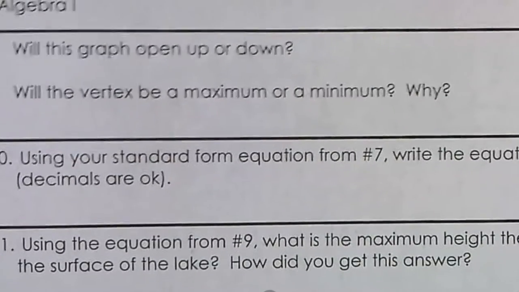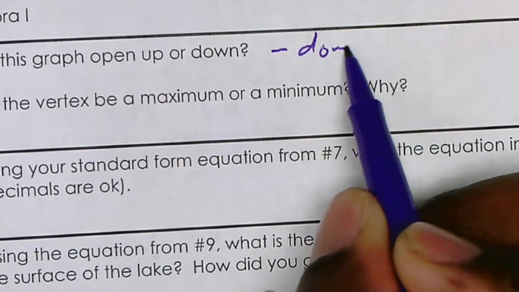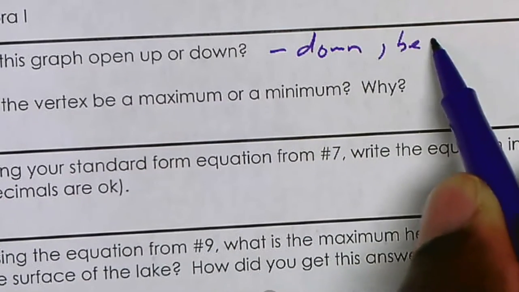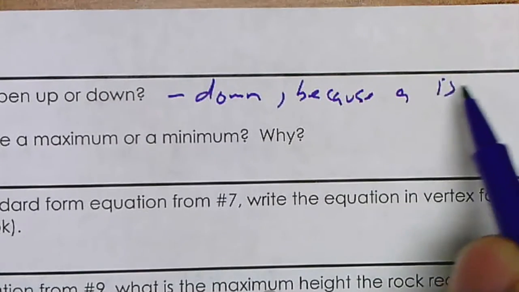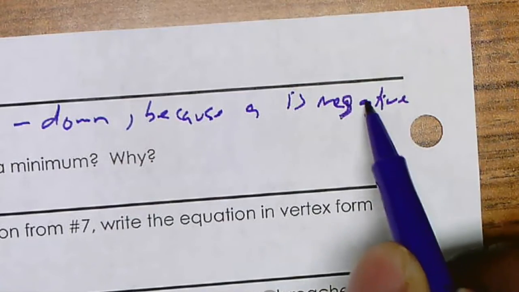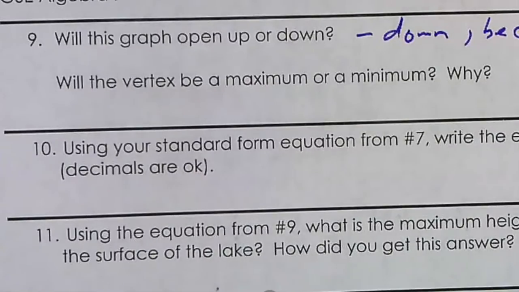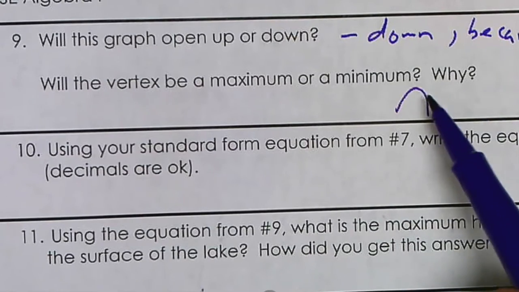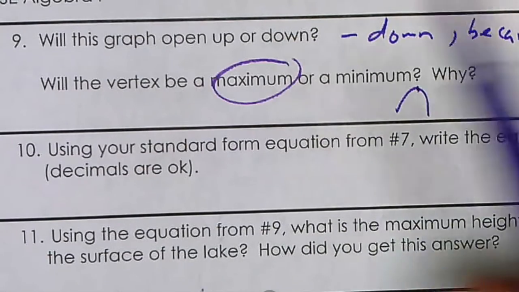All right, and it says, is the graph moving up or down? I think most of the side of the graph is moving down. And because A is negative, and the other part would be with the vertex with max and min. You guys must realize that that would be a max because the graph is going down. So it'll be a max.